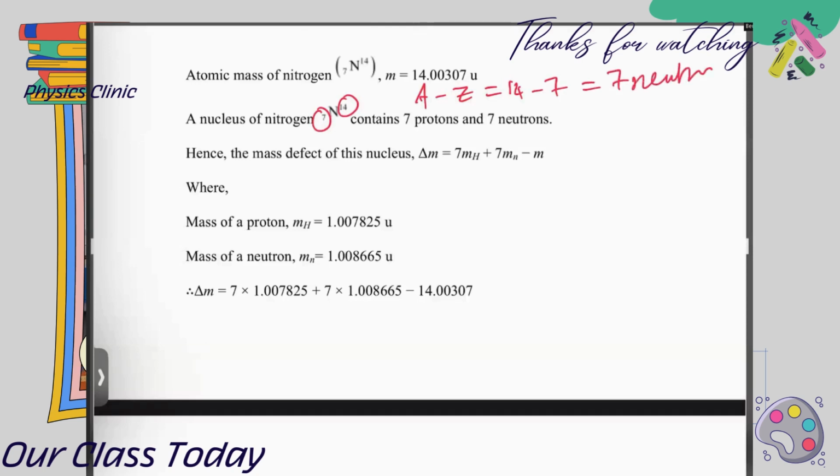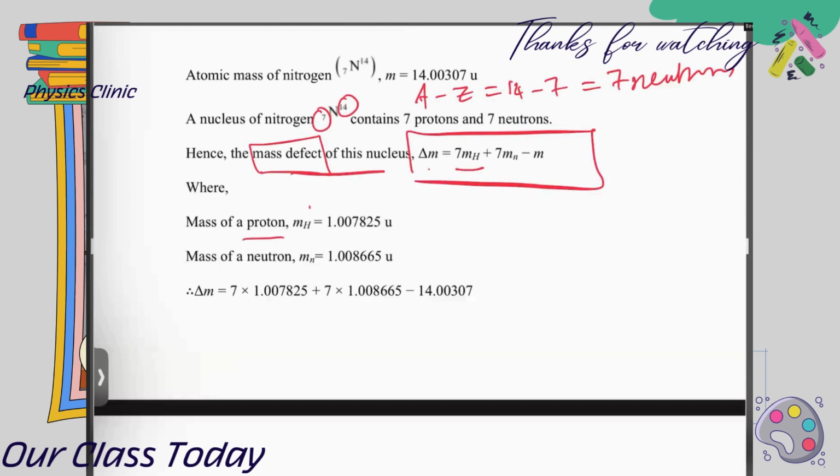Got it. So the mass defect of this nucleus will be this formula. That means delta M is the mass defect, the change in mass. It is given the mass of the proton. So for the mass of a proton, you can take it down like this, since H plus is a proton, right? And then the mass of a neutron can be taken like this.